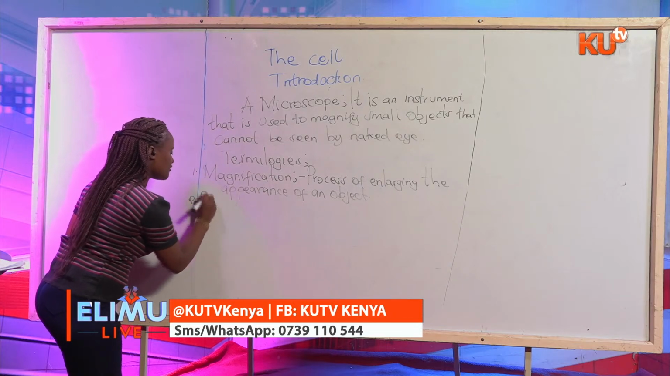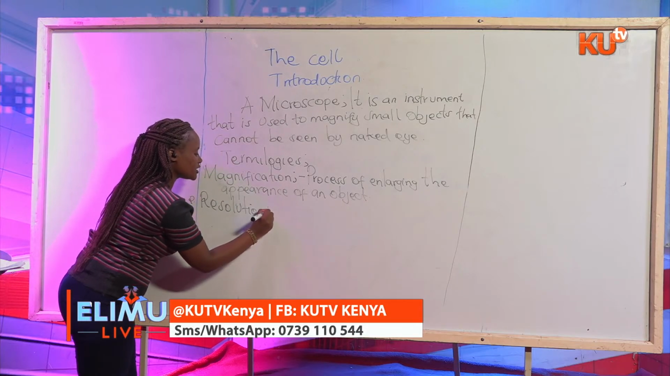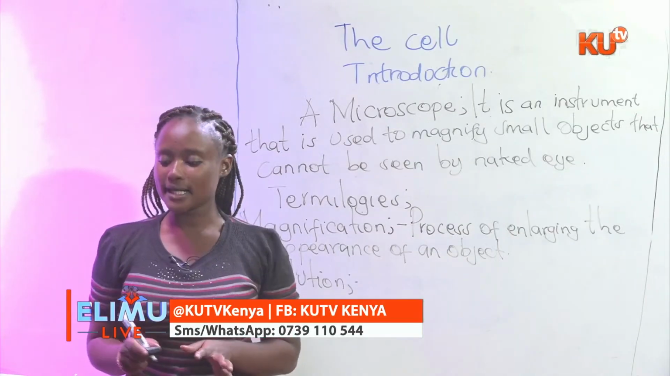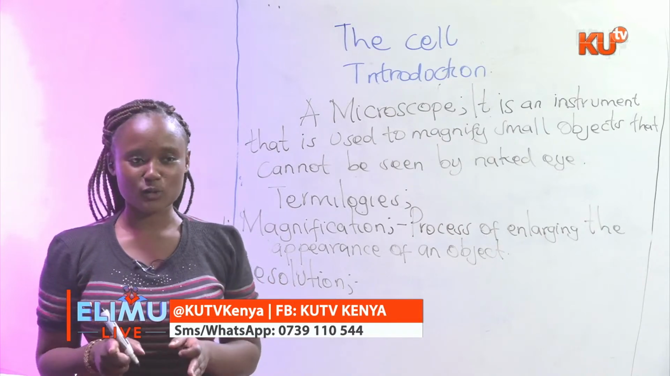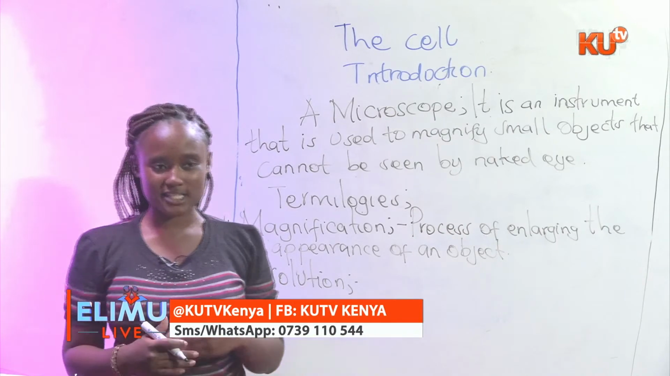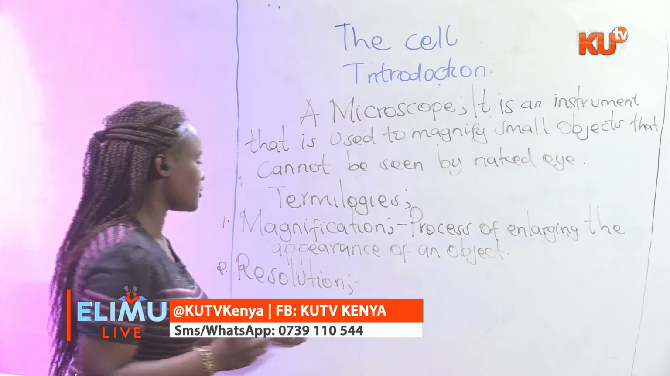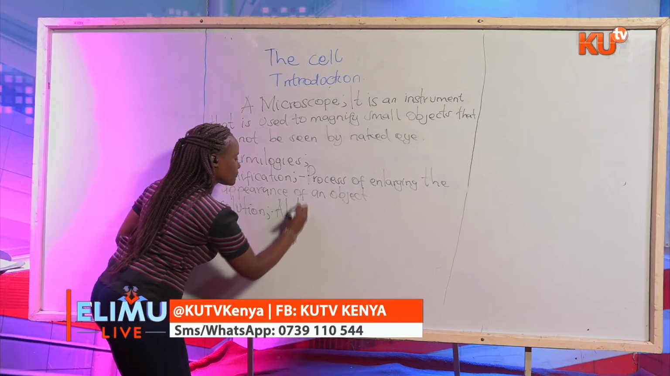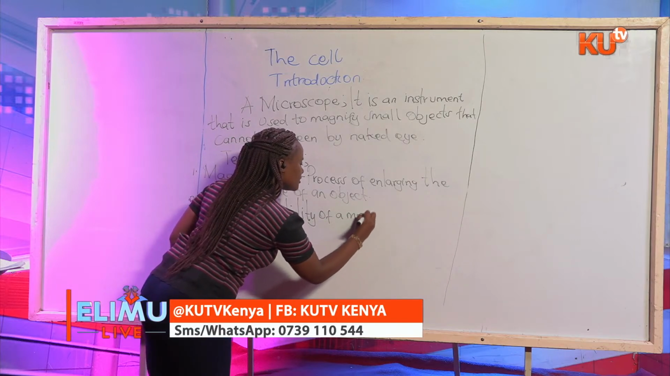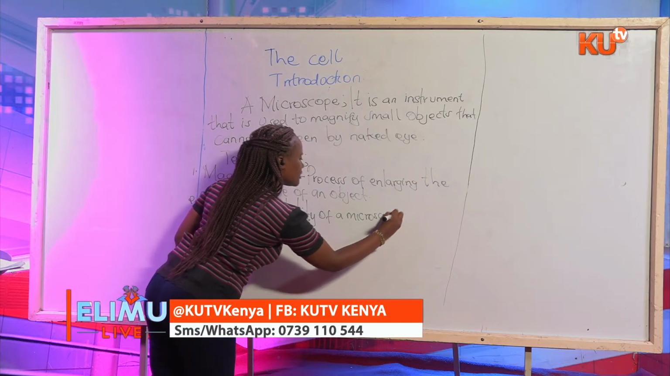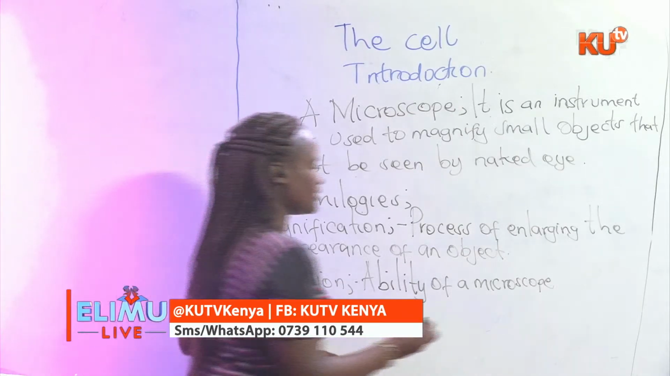The second one we have is resolution. What is resolution? It is the ability of the microscope to distinguish between 2 points that are close together.